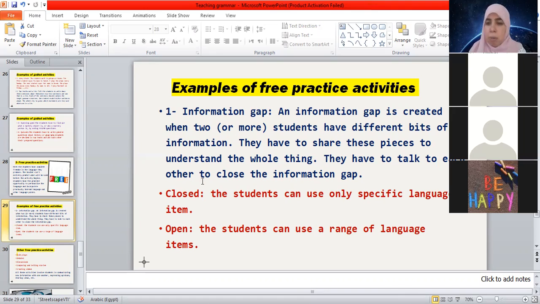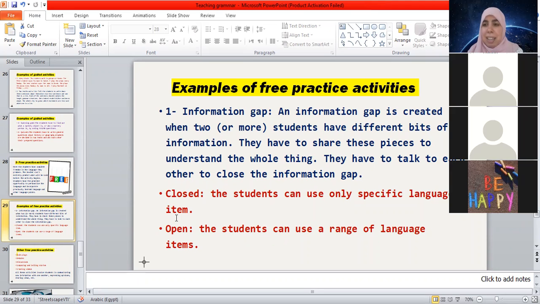And this can be closed, when students can use only a specific language item, for example, the past only, okay? Open, the students can use a range of language items: past, present, perfect, future. We can use direct, indirect, and passive, okay? So when I focus only on just one grammar item, this is closed. But when I focus on more than one grammar item, this is open.